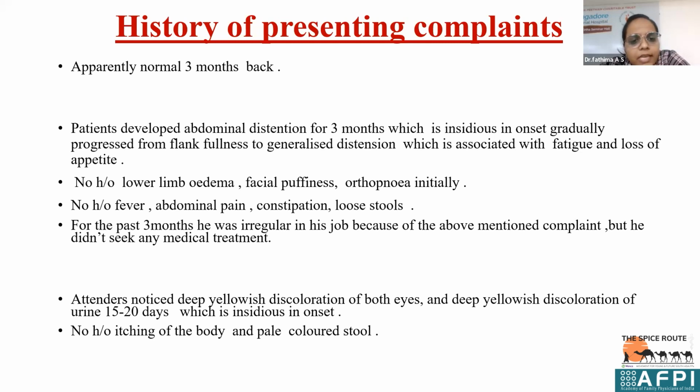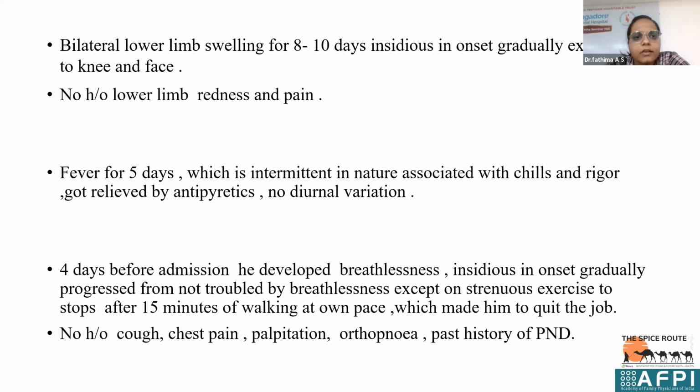For the past 3 months, he was irregular in job because of the above mentioned complaints and didn't seek any medical treatment. Then the attendant noticed deep yellowish discoloration of both eyes and of the urine for 15 to 20 days, which is insidious in onset. There is no history of itching of the body and pale colored urine. Bilateral lower limb swelling for 8 to 10 days, which is insidious in onset, gradually extended to knee and face. There is no history of lower limb redness and pain.